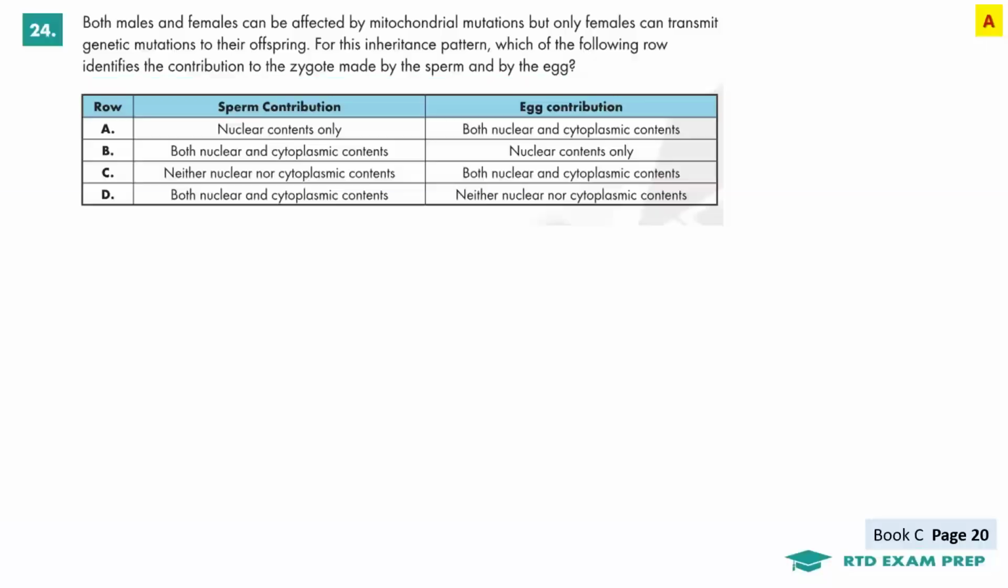Question 24. Both males and females can be affected by mitochondrial mutations, but only females can transmit genetic mutations to their offspring. For this type of inheritance, so only females can transmit it. Which of the following rows identifies the contribution to the zygote made by the sperm? Well, the sperm is nuclear contents only, and the egg is nuclear and cytoplasmic. Therefore, 24 is A.